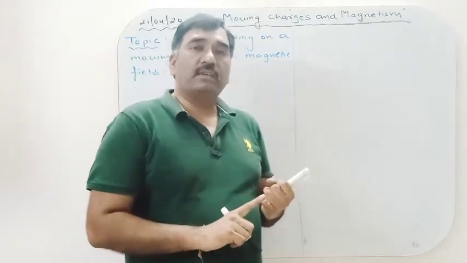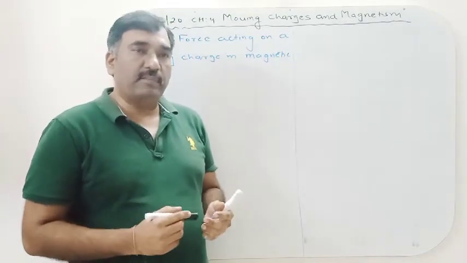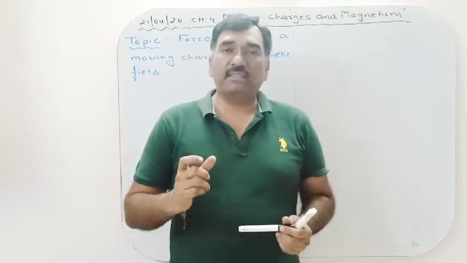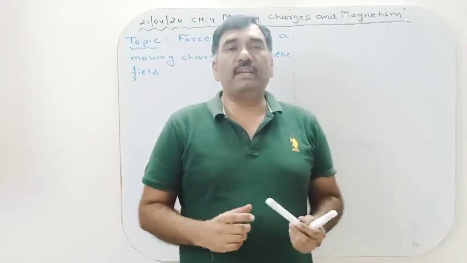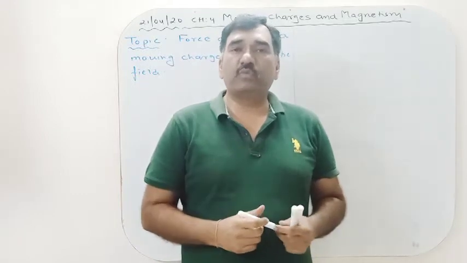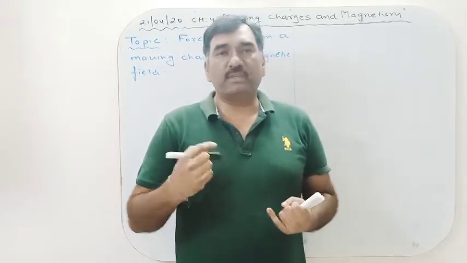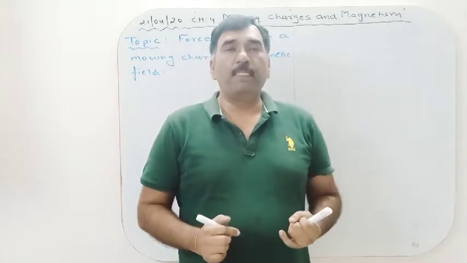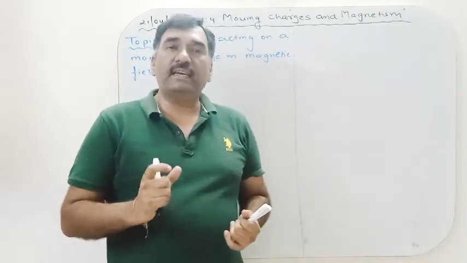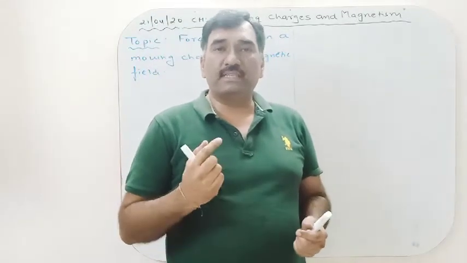The very first thing is the force acting on a moving charge when it is moving in a magnetic field. We know that a stationary charge only produces or applies the Coulombian force. But when a charge comes in motion, it produces electric current, and whenever electric current is produced, it produces a magnetic field. On a stationary charge only electric force acts, but on a moving charge magnetic force acts.